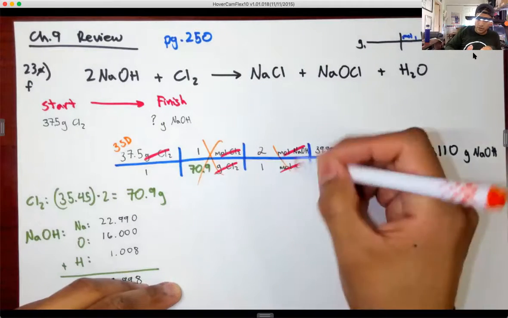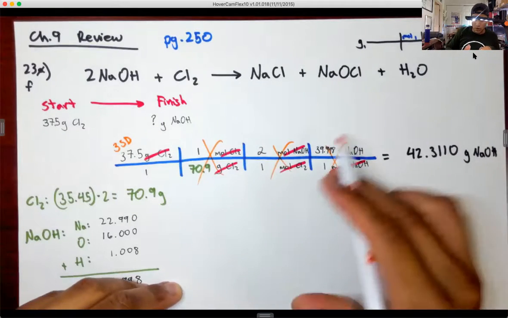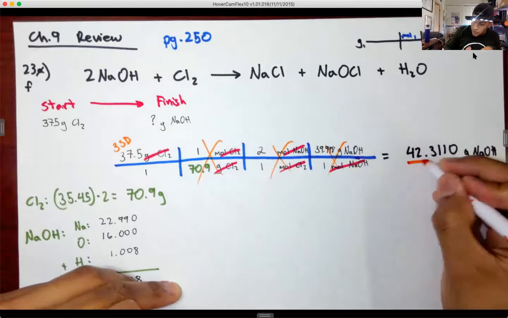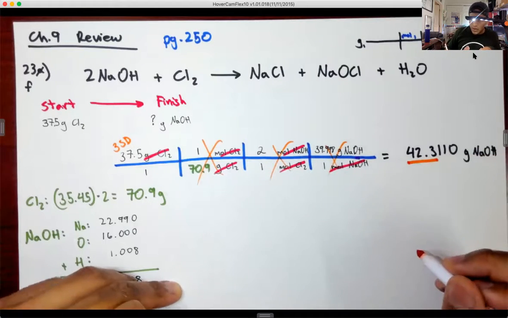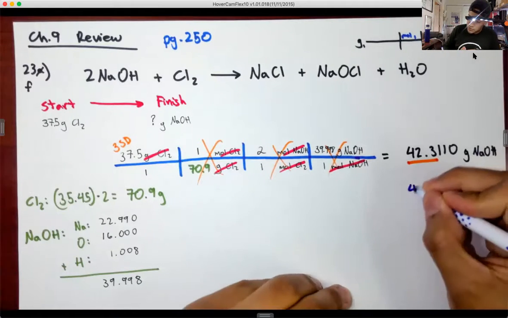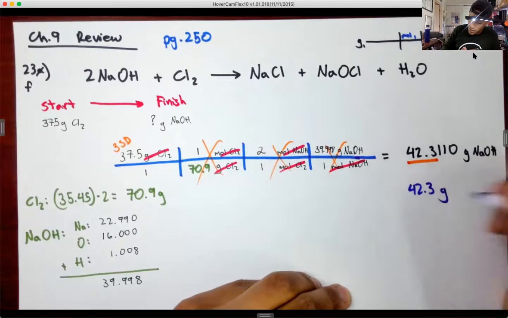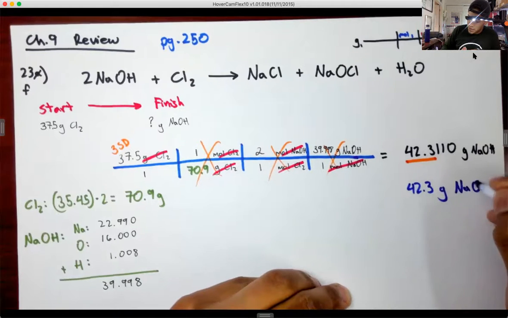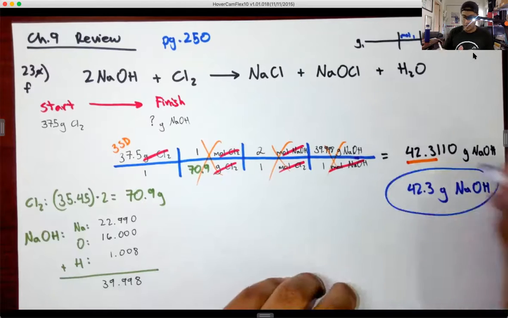We don't count this. We don't count this. We don't count this. Okay, because those are all conversion factors. That means we can only keep these 3, right? So what's exact? That's our final answer right there. Okay, 42.3 grams of NaOH. Final answer.